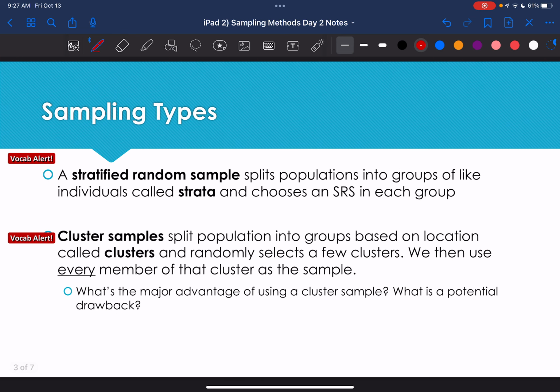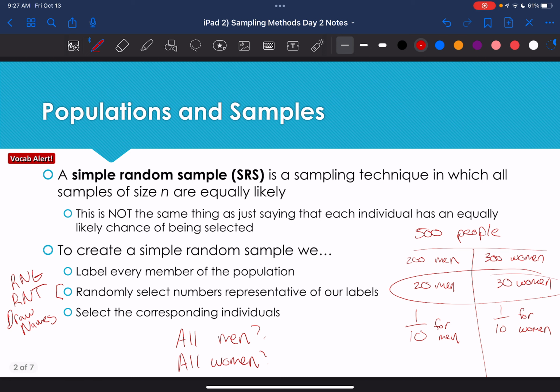A stratified random sample. It splits the population into groups of like individuals called strata and chooses a simple random sample in each of those groups. That's what I just wrote over here, right? I split the population into men and women and then selected within the men and women. So this is a stratified random sample.